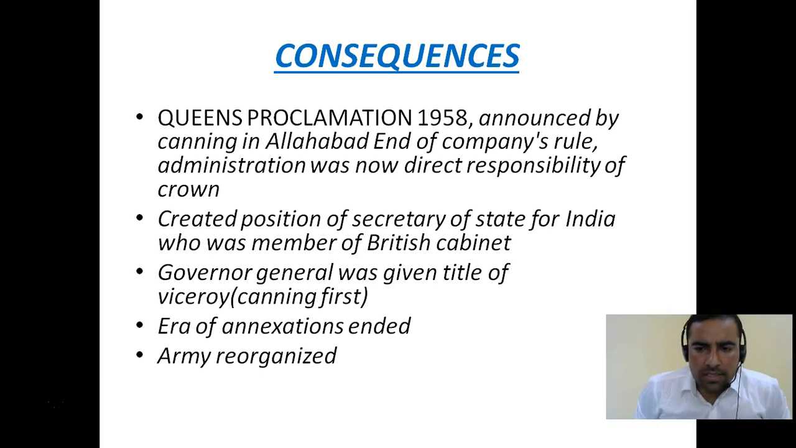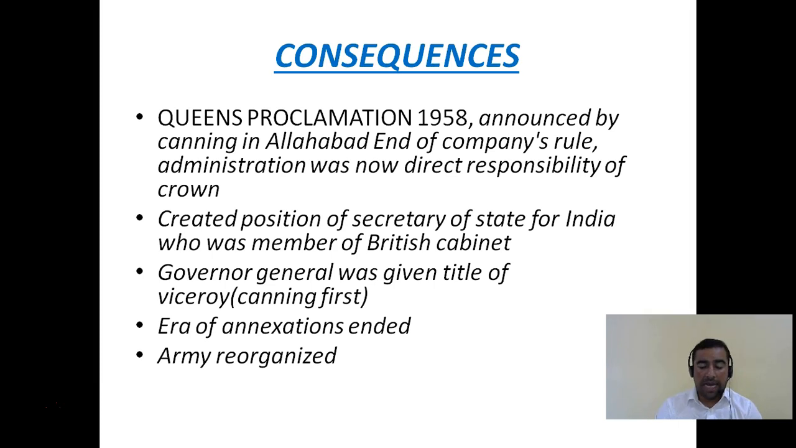Now, consequences. What happened after the revolt of 1857? Consequences like the Queen's Proclamation of 1858. It was announced by Canning. It was not announced by the Queen. A question may be asked in the prelims. It was announced by Canning in Allahabad, and it ended the rule of the EIC.